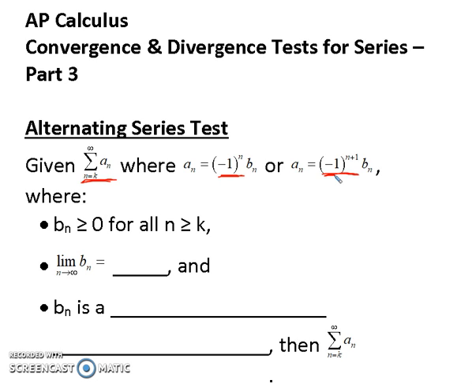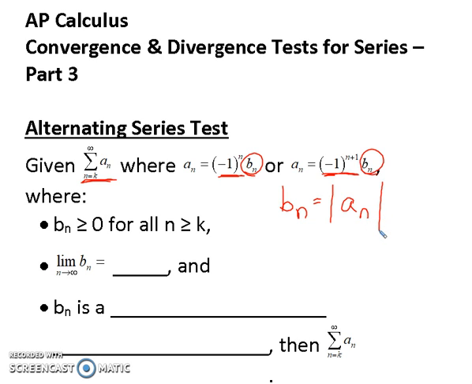So if you have an alternating series like that, then there are 3 conditions that if you can prove that they are all true, then that will mean that your original alternating series converges. So notice here we have an a sub n expression and we have a b sub n expression. b sub n in all of these is essentially the absolute value of a sub n.